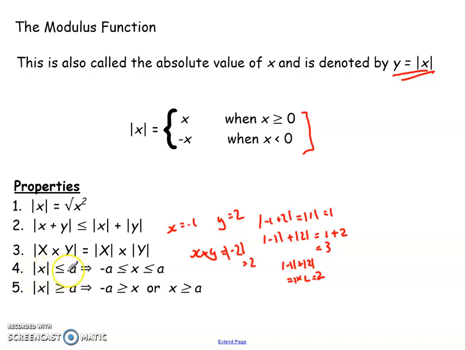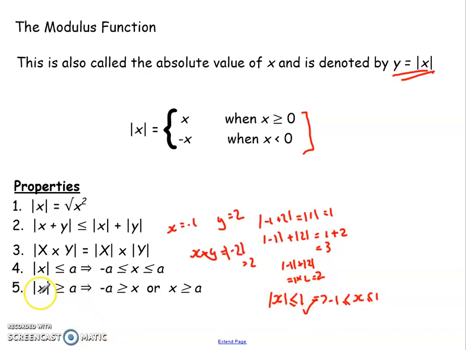What I can then say from a fourth property is if the magnitude of x is less than or equal to a, what that would mean is that the values for x would lie somewhere between -a and a. So the value I originally put into the modulus function would lie between there. For example, let's imagine the magnitude of x is less than or equal to 1. What that would then mean is that for x, the original value I put into the function, I could choose any value between 1 and -1, and this would hold, so my solution is correct.